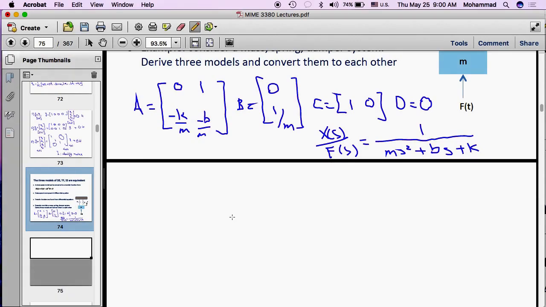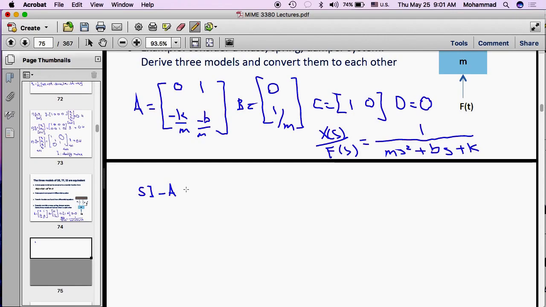So we have the four matrices and we have the formula. We want to apply the formula to see if we can get to the transfer function, for which we know the answer, so we are just verifying that. The formula calls for (sI minus A) inverse. So before finding the inverse, let's find sI minus A.